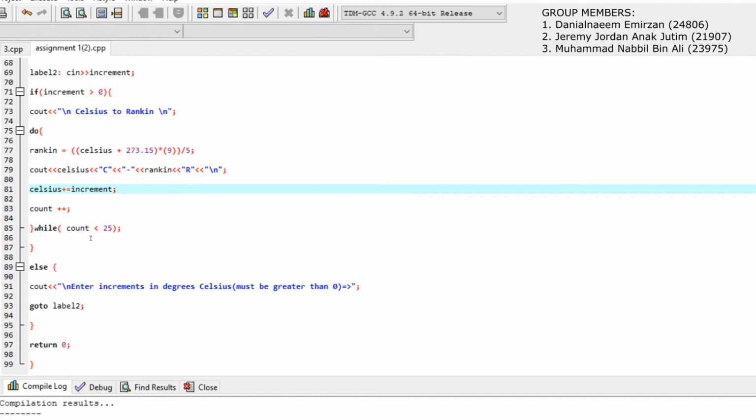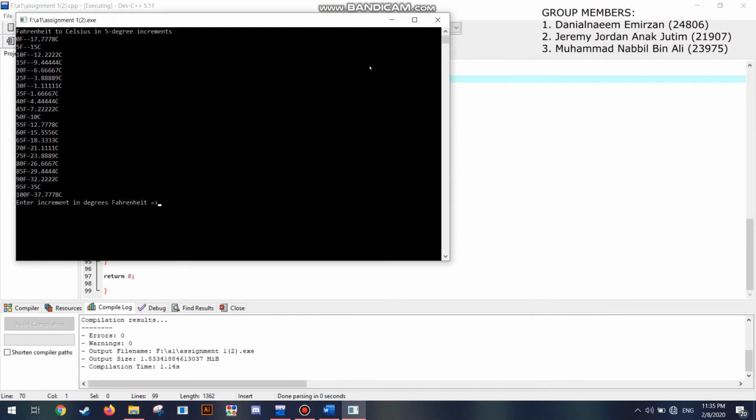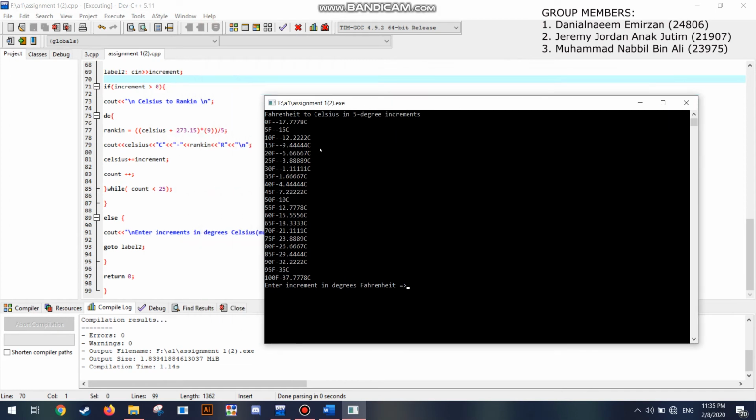but until we print 25 lines in the table, or else enter the increment in degree Celsius, which must be greater than 0. So next we need to compile and run this program.